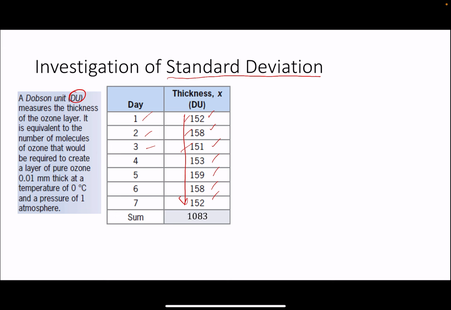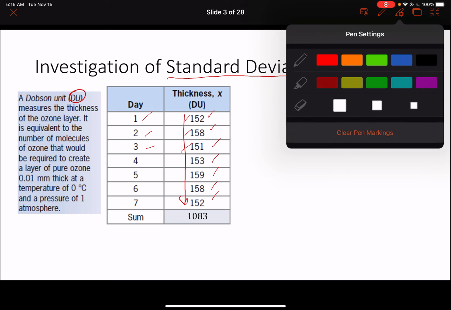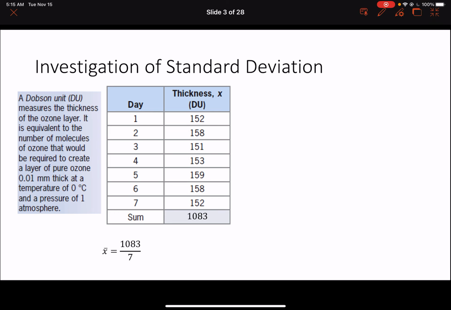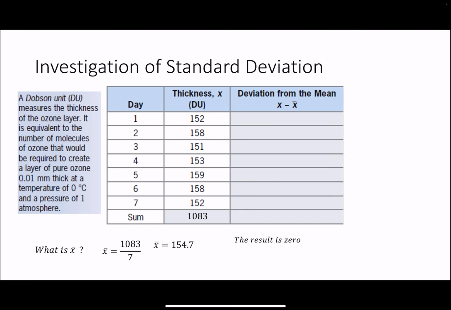So the total sum of these values is 1083. And if we divide by 7, x bar is the sample mean. Okay, so x bar turns out to be 154.7. So all these data points are surrounding this center value of the mean. That's where they seem to have a tendency to be around that number by definition.